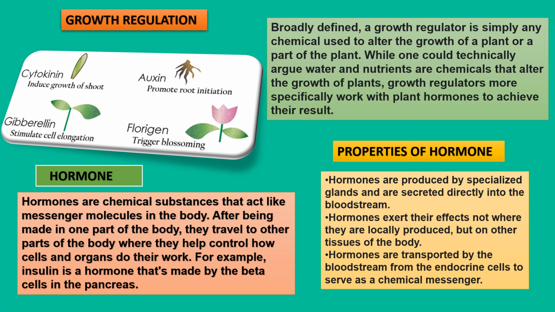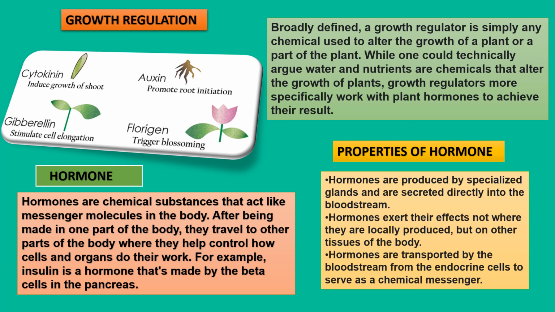So here are the types of hormone: cytokinin, which induce growth of shoot; auxin, which promote root initiation; gibberellin, which stimulate cell elongation; and florigen, which trigger blossoming.